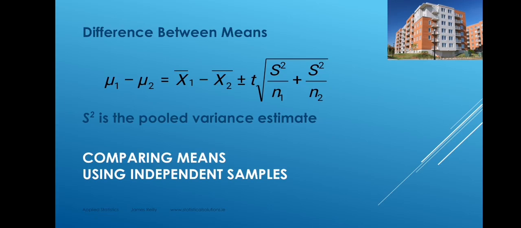So the difference, mu1 minus mu2, is what we want to estimate, and that's estimated by x1 bar minus x2 bar. The difference between the sample means is, of course, the point estimate of the difference between the population means. Plus or minus, for the error of estimate, we use t with an appropriate number of degrees of freedom and the standard error of the estimate, which we will present to you shortly.